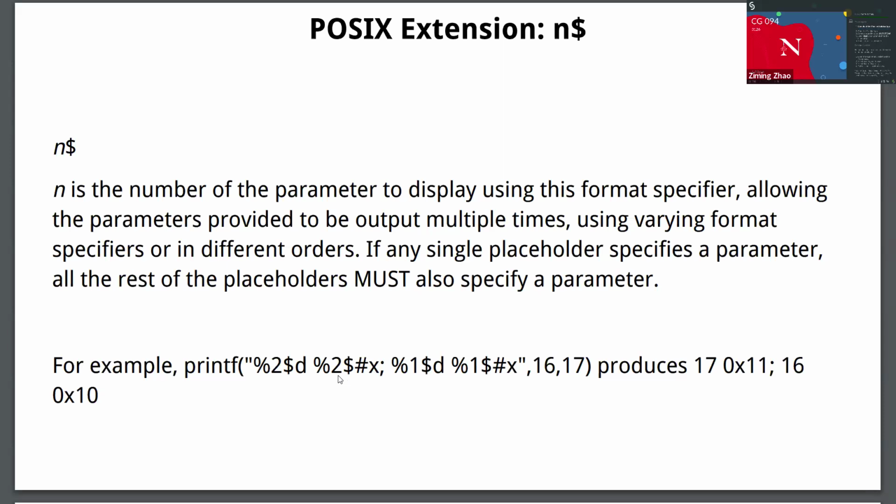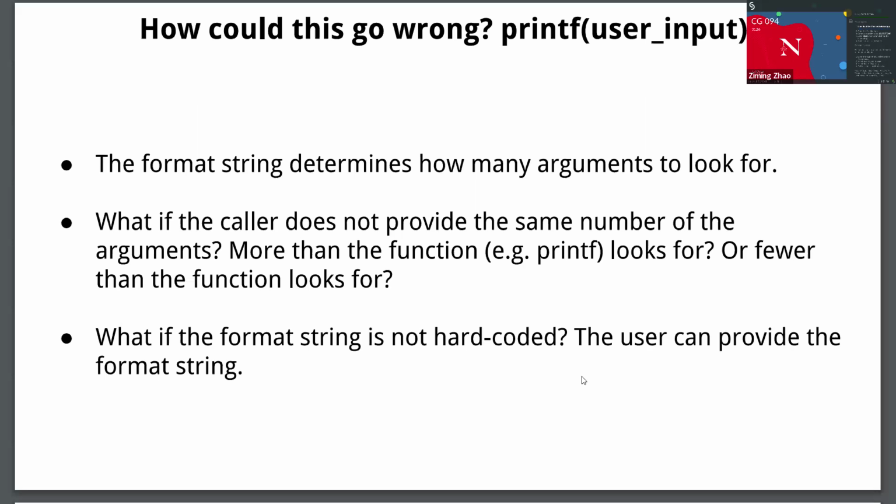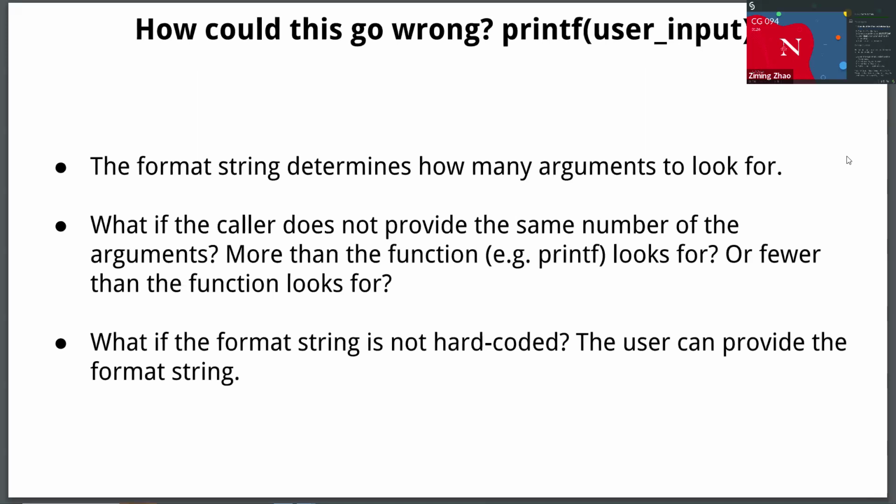However, you are still using $2, which means the second parameter. And here you do not specify 17 twice, just once. Okay. We're not going to hack this version. Okay. So what could go wrong here? What kind of vulnerability could we have in this kind of function?